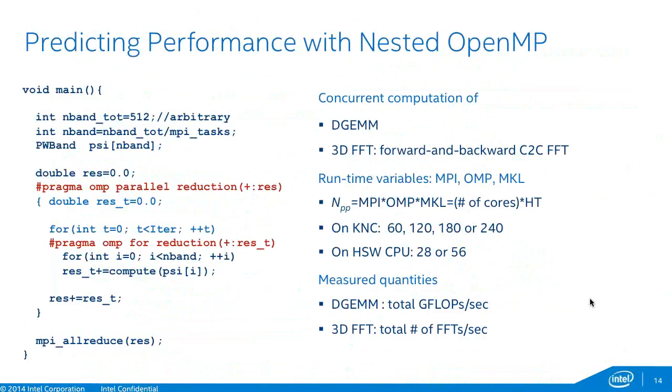So on KNC, I will choose the total number to be 60 all the way to 240 because I'm using the 61-core KNC. On the hardware architecture, CPUs, we are going to use either 28 or 56. That is the number of cores, a 28-core 2-socket machine. So how do we measure the performance? We are going to just measure the total flops per second for DGEMM because there is a standard formula. And for 3D FFT, I'm going to use the number of FFTs per second as a measure.